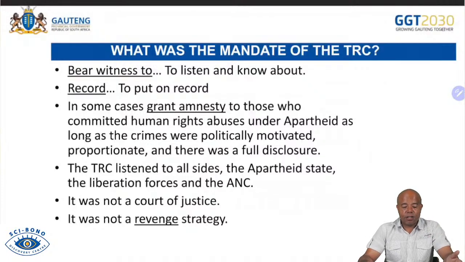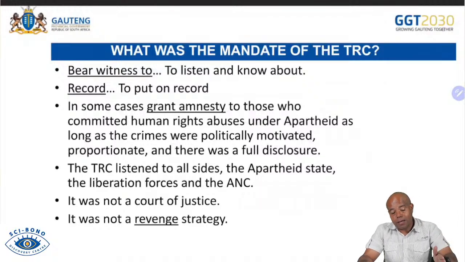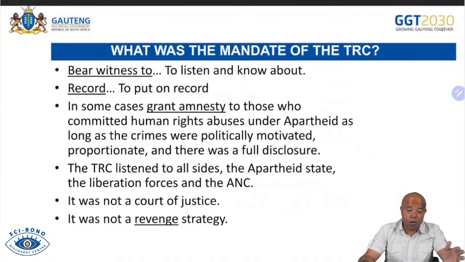The TRC listened to all sides, to the perpetrators and the victims, the apartheid state, and the liberators, which was called the ANC or the PAC at that point in time. It was not a court of justice because it was restorative. It was not a revenge strategy. It was not retributive justice. Take note, it was restorative, basically.